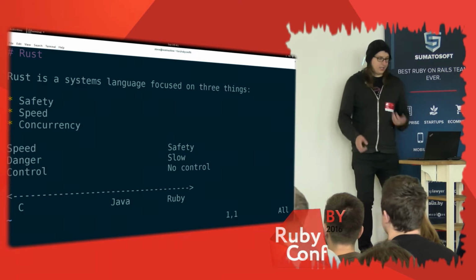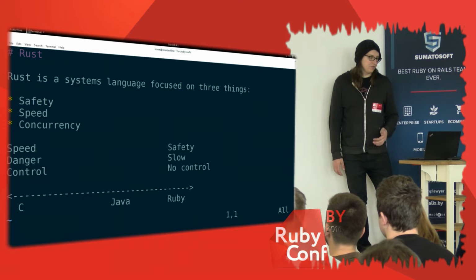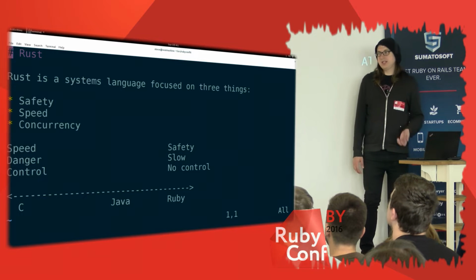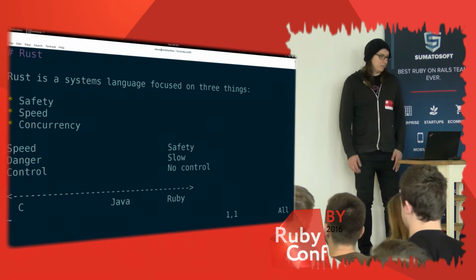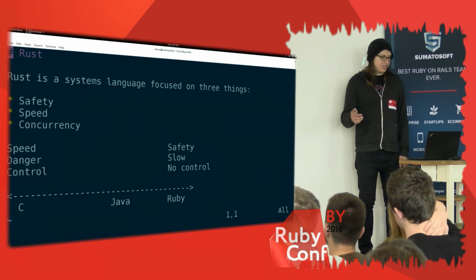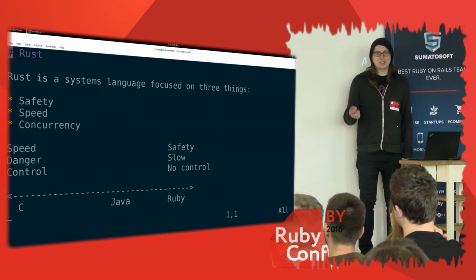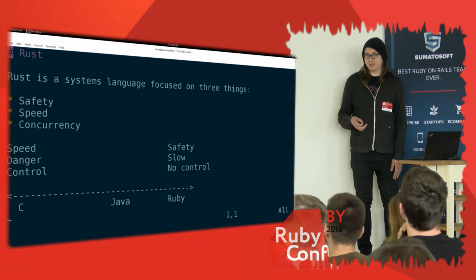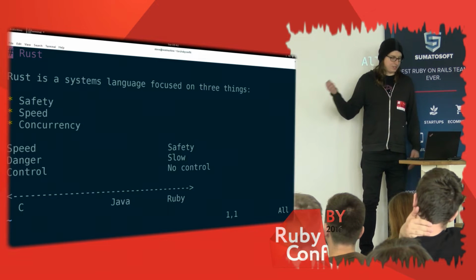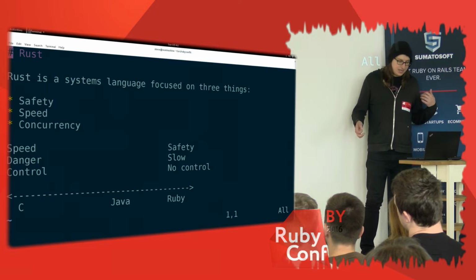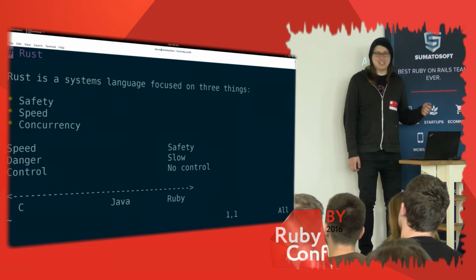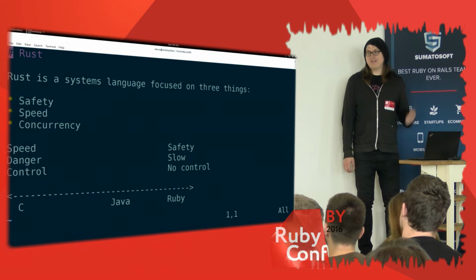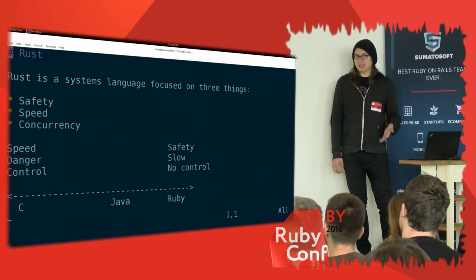Okay, so we like to say that Rust is a systems language focused on 3 things: safety, speed, and concurrency. I already told you about systems, but basically safety and speed are these 2 things that historically have been in tension in programming languages. So I have this little chart. On the left-hand side, you have speed, danger, and control. And that's sort of what C gives you. So C is very, very fast because you have control over exactly what's going on.